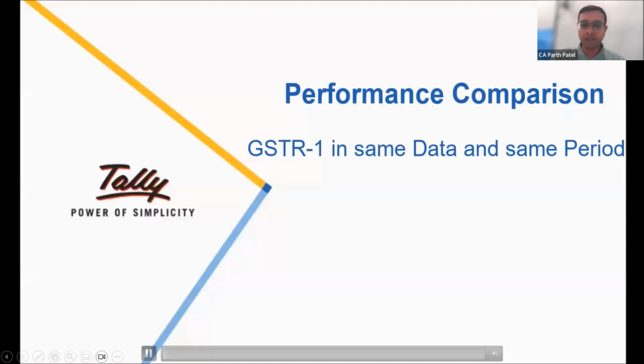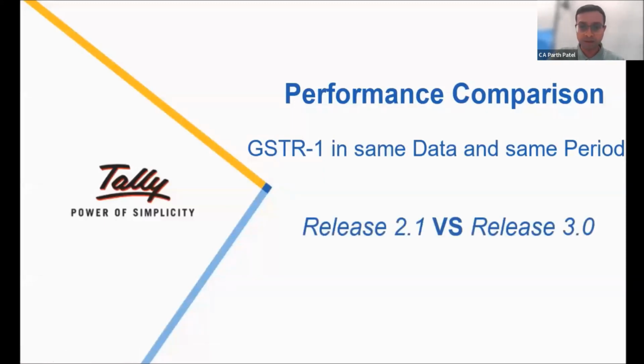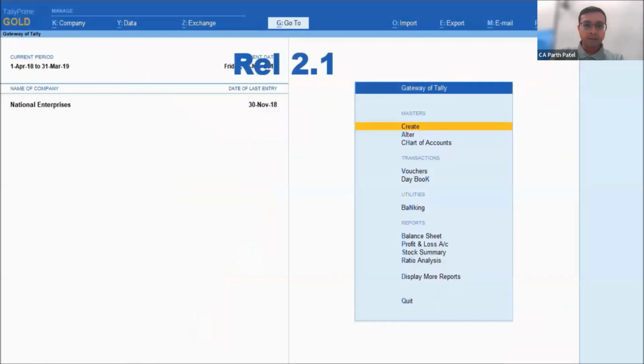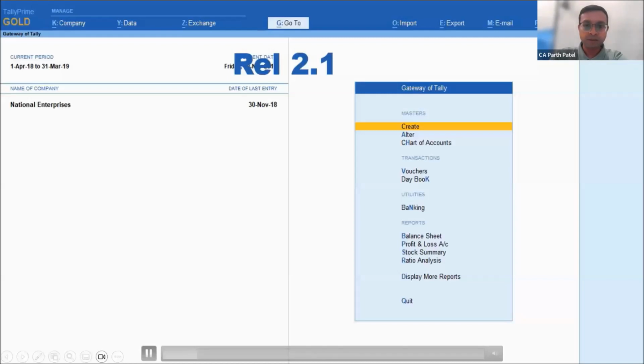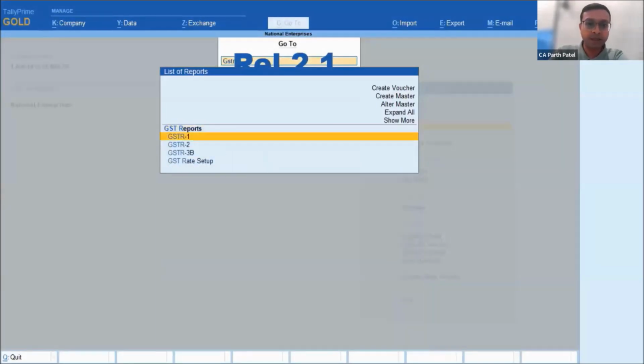We had taken one data set wherein we tried to import it in TallyPrime release 2.1, which is the earlier release, and the same data we tried to open up in release 3.0. So here we are going to the 2.1. We will use the Go To button, and we'll open up GSTR1.